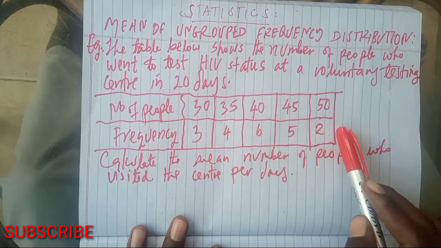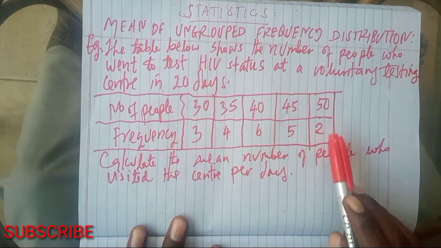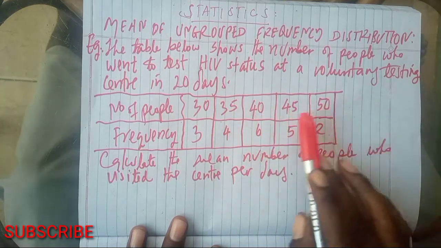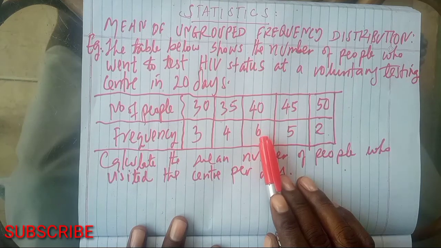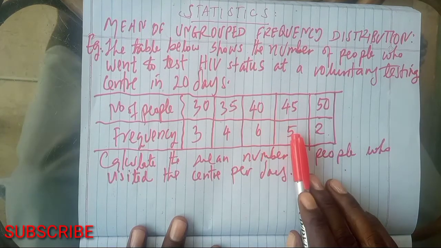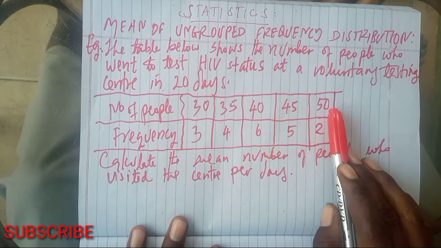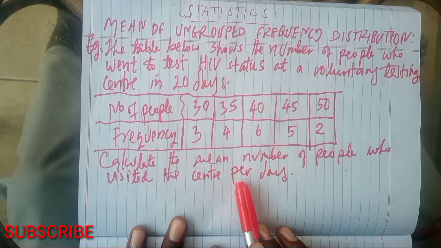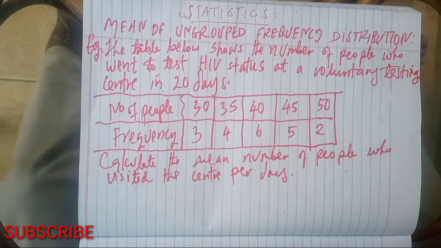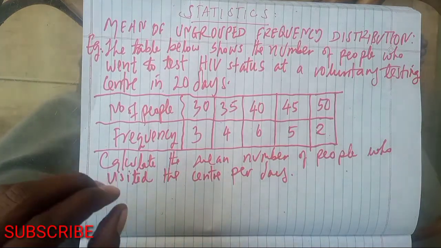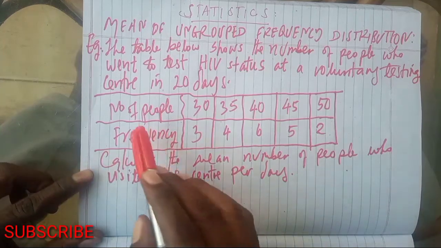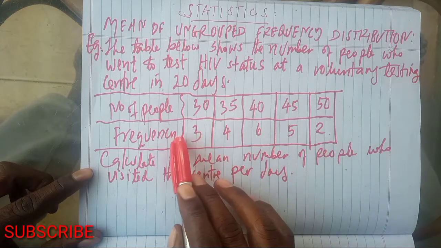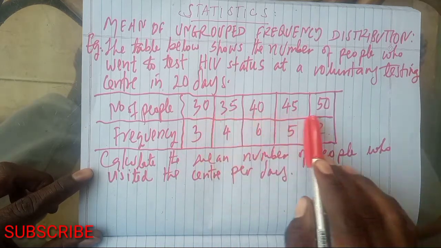Kwa jumla, frequency maanake ni number of days ambazo waliattend, lakini kwa makundi: siku 6 watu 40, siku 5 watu 45, siku 2 watu 50. Calculate the mean number of people who visited the center per day. From this one, what you have to do is write the frequency distribution table again, including the sum of the frequency and the total of that one.